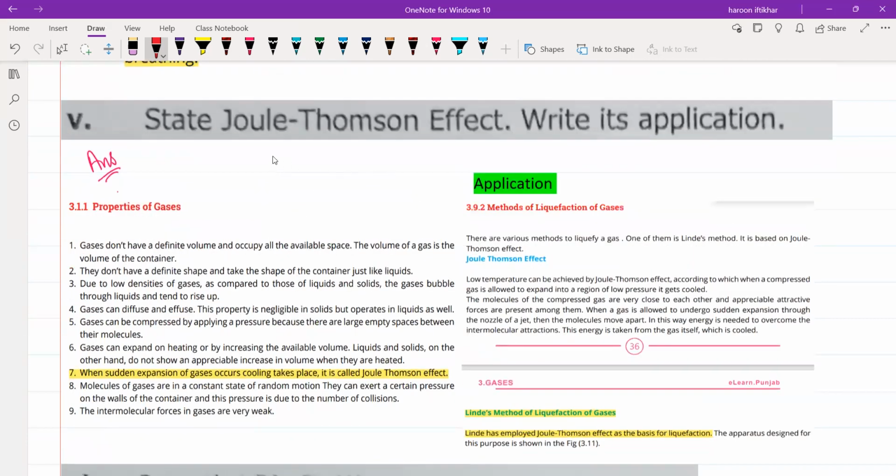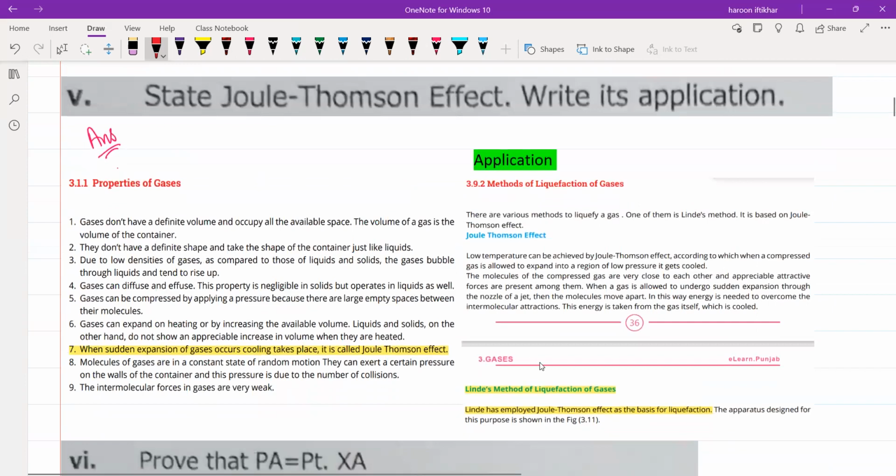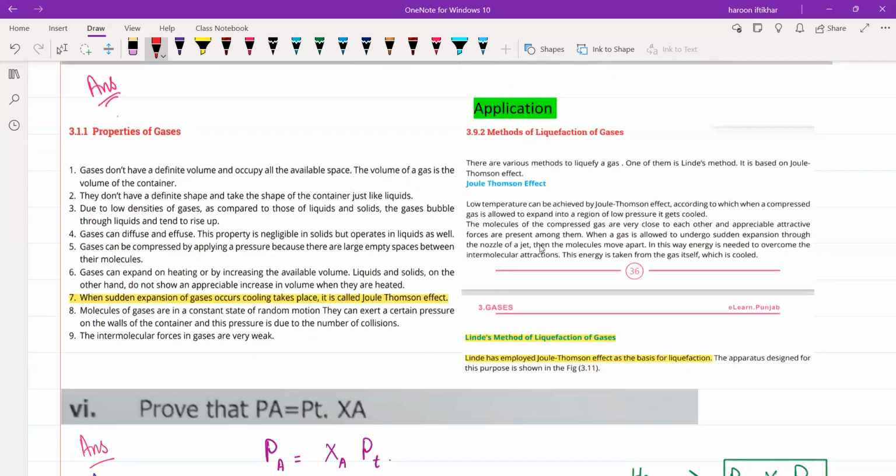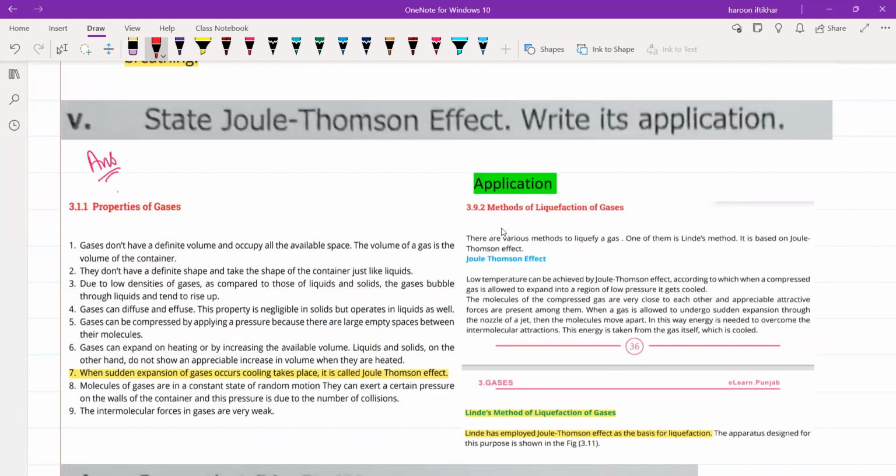Okay. Now question five is about the Joule-Thomson effect and its application. When we say Joule-Thomson effect, it is written in the properties of gases that when a sudden expansion of gases occurs, cooling takes place. It is called the Joule-Thomson effect, and the application of this effect can be seen in Linde's liquefaction method of gases. So you have to write these two things. The one line you can see in the properties of gases, and the other line you can get in Linde's liquefaction method. So this will be the proper way to answer this question.